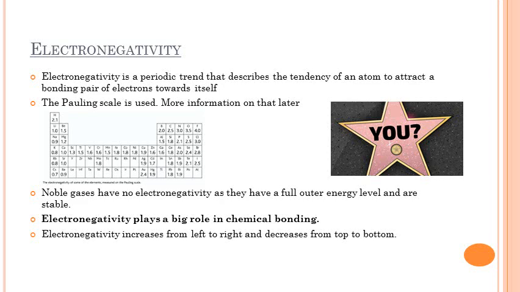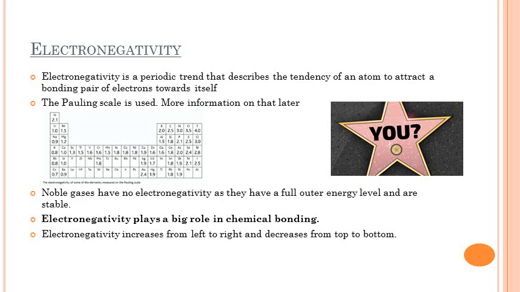Now, moving on to the third and final periodic trend, electronegativity. Electronegativity is a periodic trend that describes the tendency of an atom to attract a bonding pair of electrons towards itself. For electronegativity, the Pauling scale is used. More information on that later.